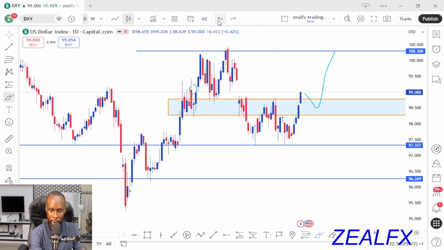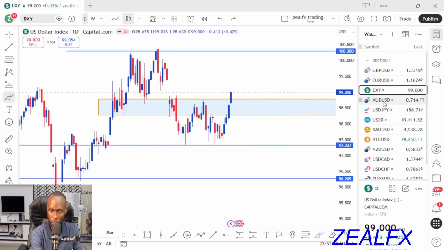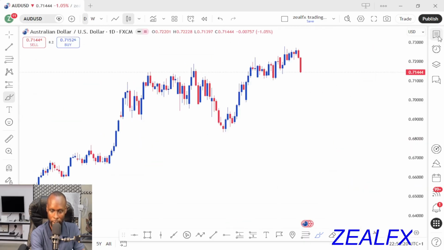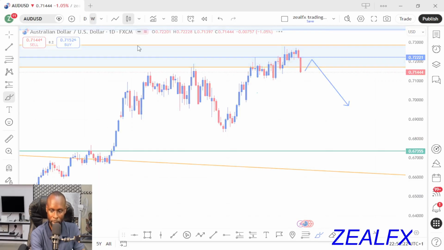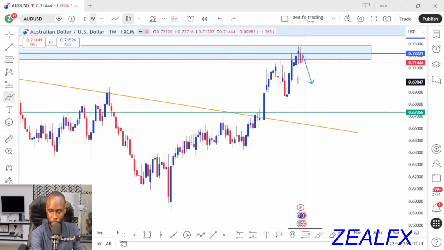So this week we have to be patient and wait for price to come to this particular support level before we make any decision on buying the dollar index. So let's look at our next pair, which is the Australia USD. Let's start from the weekly time frame.